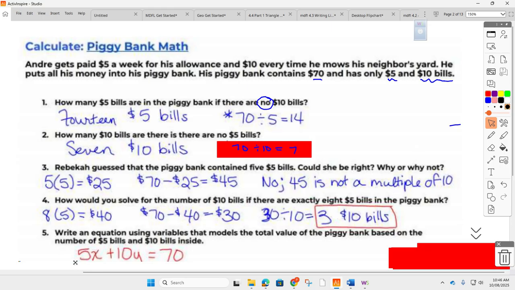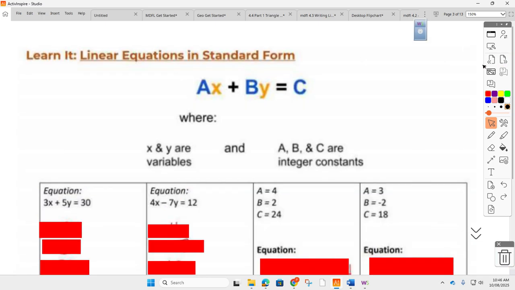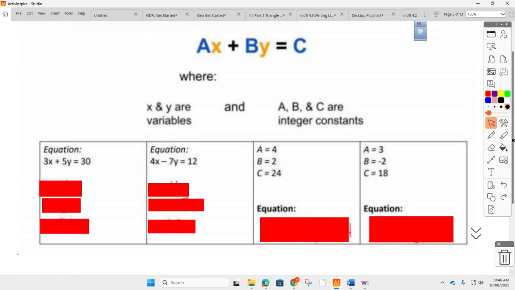5 times the number of $5 bills would tell us how much money in $5 bills is in there. And so then 10 times the number of $10 bills would tell us how much money in $10 bills is there. And we know that that is the total amount of money in there. So now it kind of makes sense, right? It's almost a visual explanation of this problem. So we're going to be using this format to write equations in almost standard form.